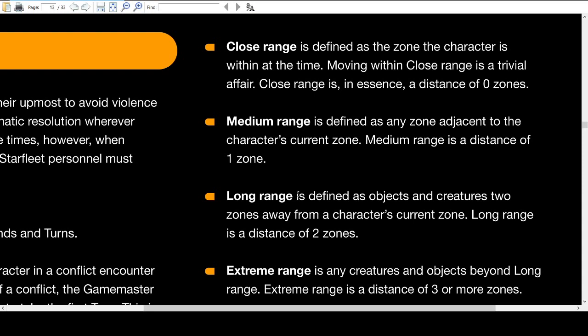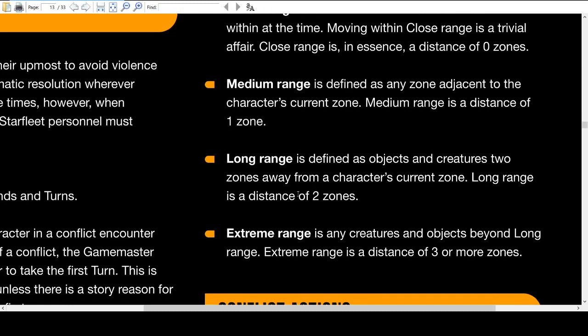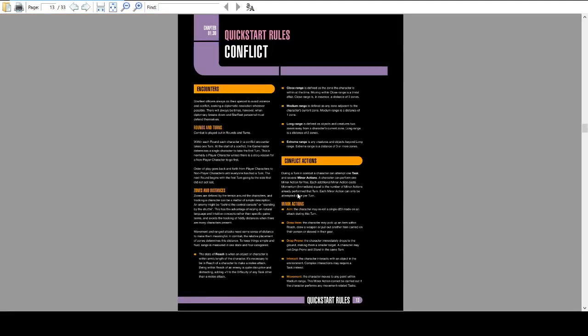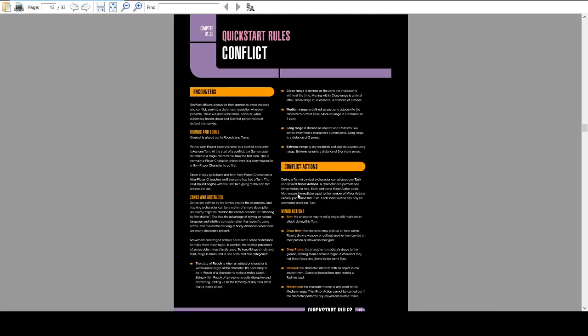Medium range is defined as any zone adjacent to the character's current zone. Medium range is a distance of 1 zone. Long range is defined as objects and creatures 2 zones away from a creature's current zone. Long range is a distance of 2 zones. Extreme range is any creatures and objects beyond long range. Extreme range is a distance of 3 or more zones. So, pretty standard and pretty simple way of abstracting zones.